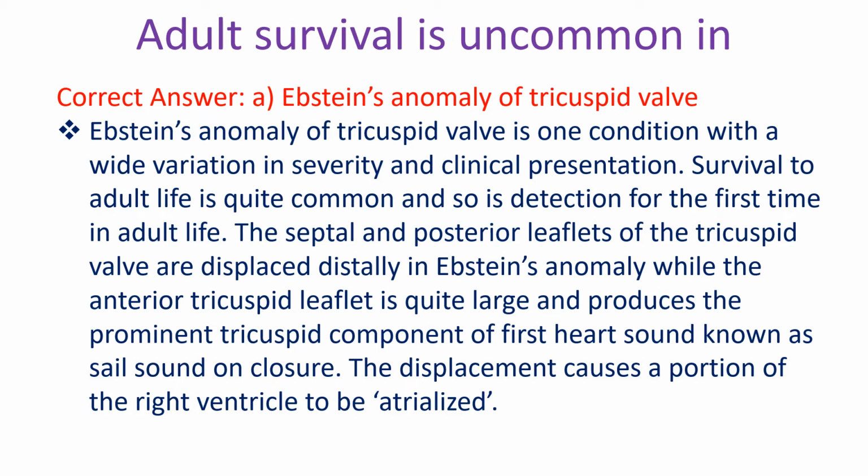Epstein's anomaly of tricuspid valve is one condition with a wide variation in severity and clinical presentation. Survival to adult life is quite common, and so is detection for the first time in adult life. The septal and posterior leaflet of tricuspid valve are displaced distally, while the anterior tricuspid leaflet is quite large and produces the prominent tricuspid component of first heart sound known as sail sound on closure. The displacement causes a portion of the right ventricle to be atrialized.